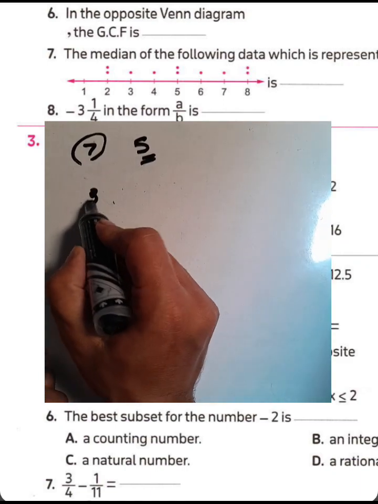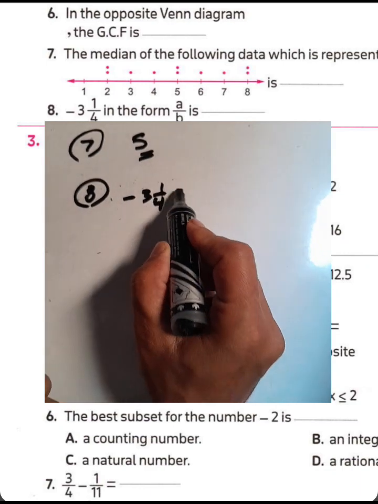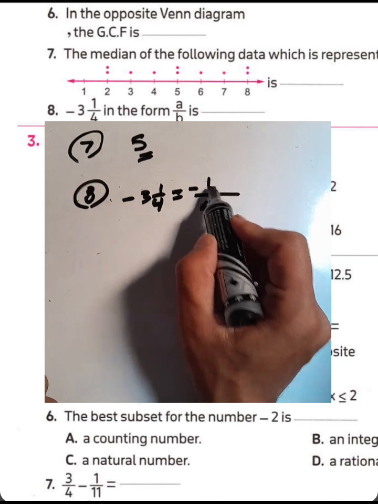Question number 8. Negative 3 and 1 over 4 in the form a over b. Write 4 in the denominator, and 3 times 4 equal 12 plus 1 equals 13.